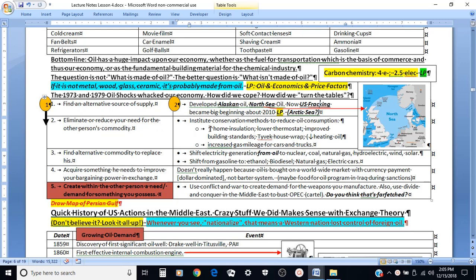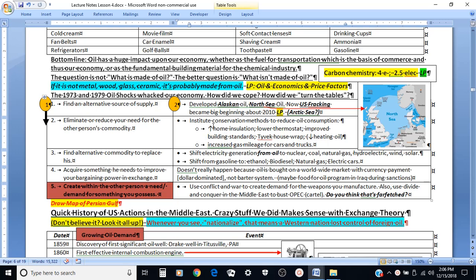Well, one way of doing this was to institute conservation methods to reduce oil consumption. So you had increased home insulation, lower thermostats. Maybe you have digitally controlled automatic thermostats, right? When you're away for the day at work, you lower the temperature, and you lower it at night also. Improved building standards. They had Tyvek house wrap, right? So the idea is to decrease heating oil consumption.